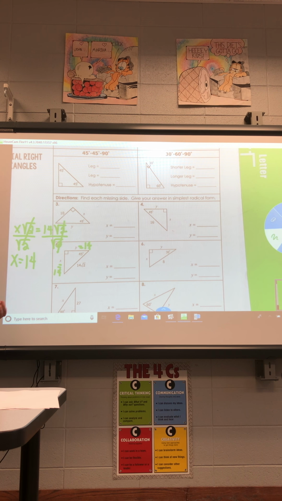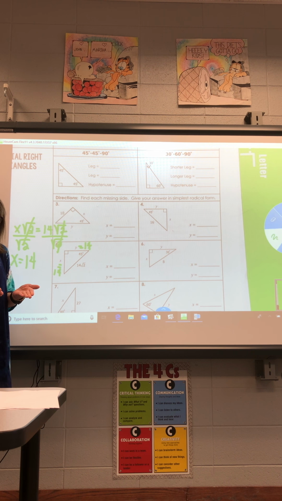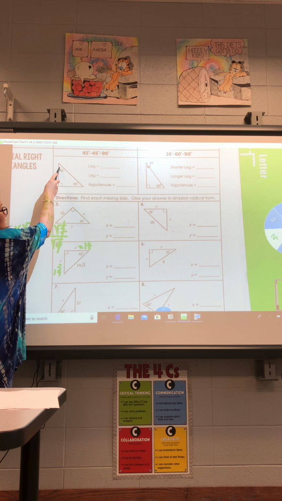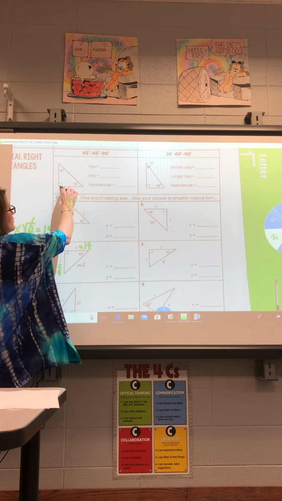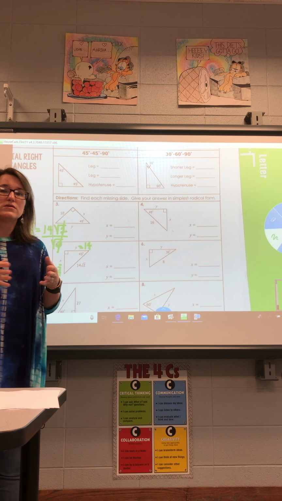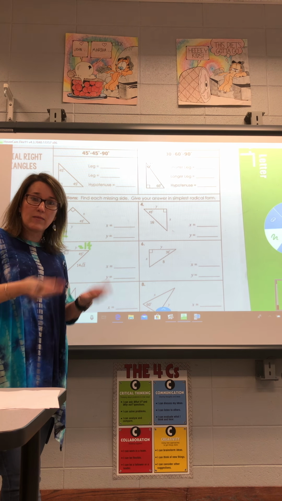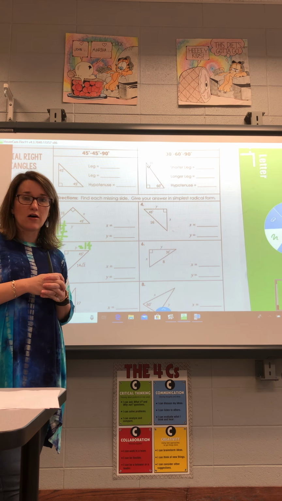Just remember, if you are given one side, set it equal to what it's supposed to be, okay? You know that these two sides are congruent, so both of those are your x's. Your hypotenuse, the longest side, has to be x square roots of 2. So if you're given the hypotenuse, set it equal to x square roots of 2 and then solve for x.